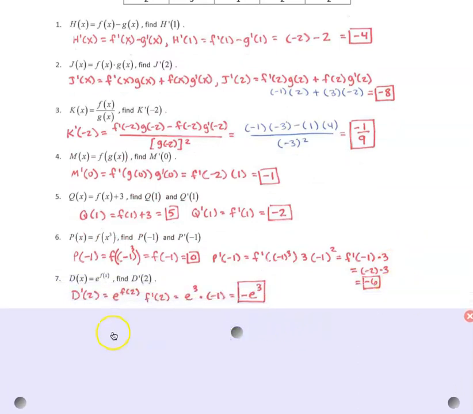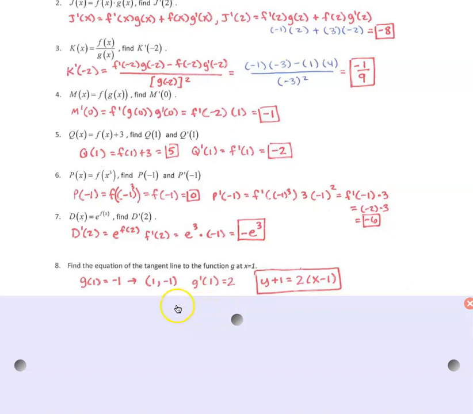All right, for number 7, we also have a chain rule problem. e to the f of x. e differentiates to itself, so e to the f of x times f prime of x. In this case, our x value is 2. So we have e to the f of 2 times f prime of 2. So that means e to the 3 because f of 2 equals 3, and f prime of 2 is negative 1. So this is a negative e cubed.